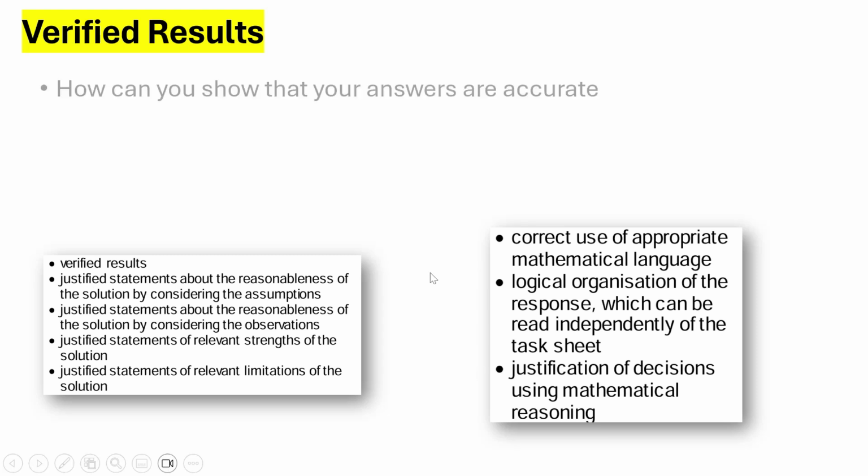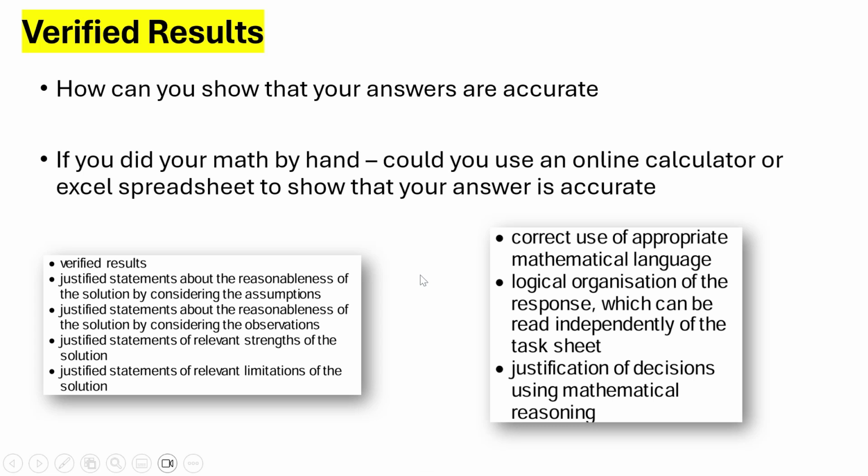So the first of those is verified results, and you've got to ask yourself, how can I show someone that my answers are accurate? What can I do to show that my math is correct? So if you did your math by hand, like you found the mean, median, mode, range, standard deviation, etc. by hand, then you could use an online calculator or an Excel spreadsheet to develop all of those answers as well, and then show that those answers match your answers, therefore your results are correct.